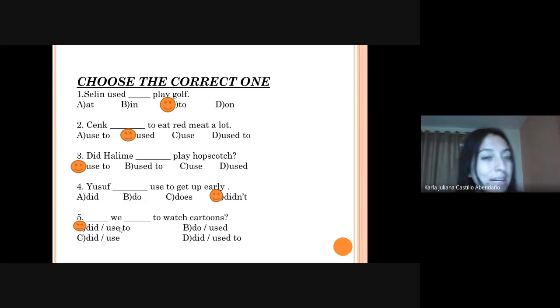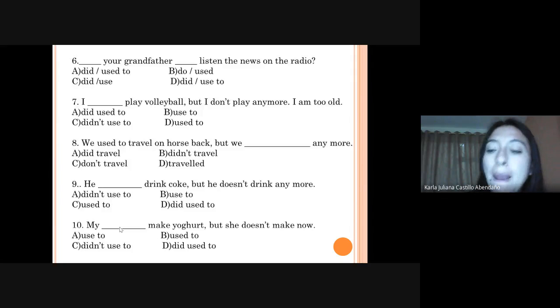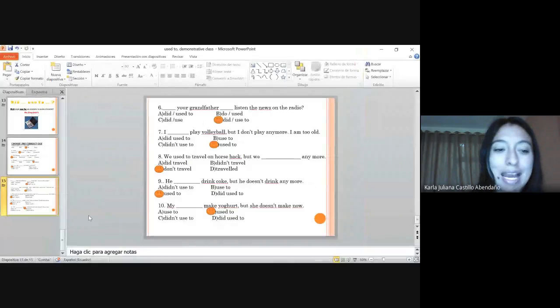Okay, is it clear? What do you think of this exercise? Easy or difficult? Easy, great. You are very smart. Very smart. So here we have more. But at this time, what are we going to do?